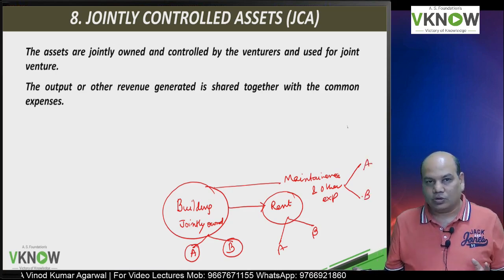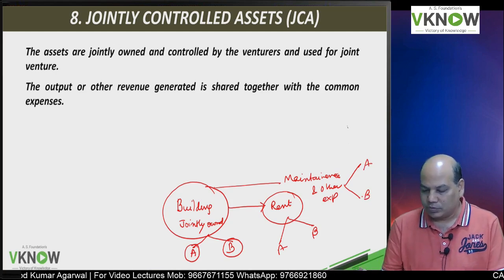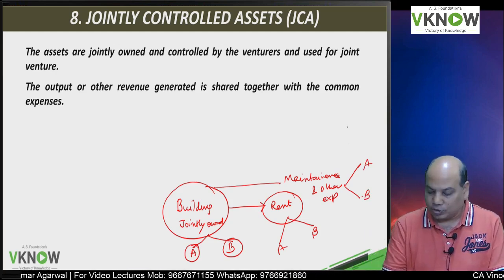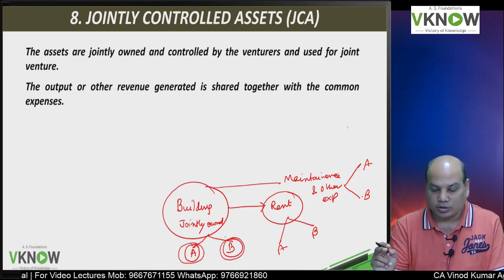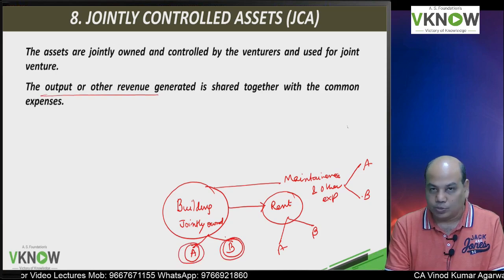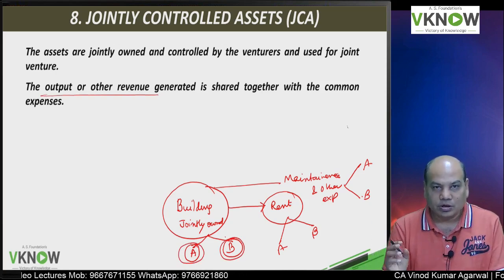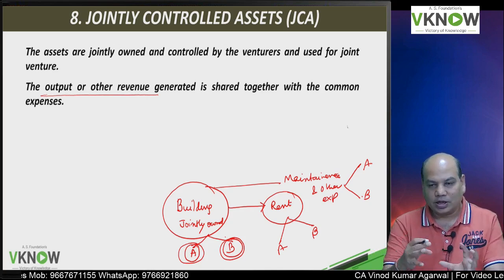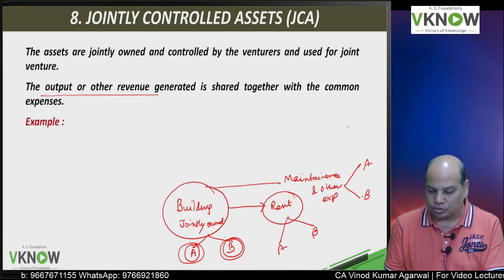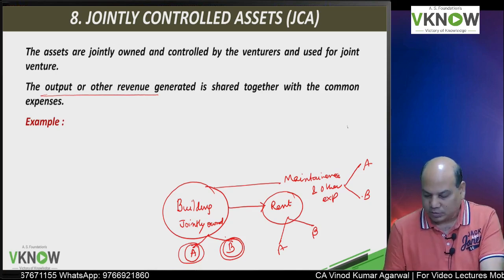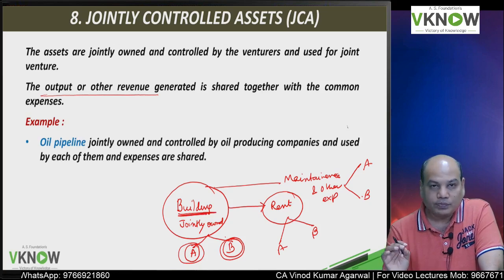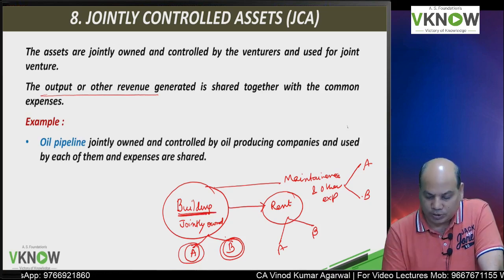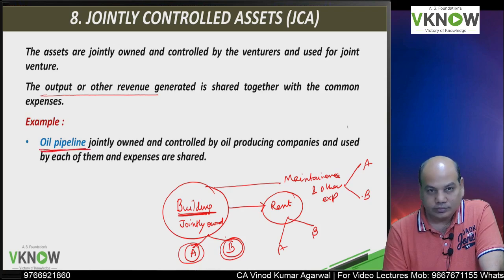Okay, so accounting is very simple here. No new entity is formed. Each venturer is going to record his share of output or his share of expense in his separate financial statement, and the same amount will be transferred to consolidated financial statement. So this is one example of building. The other examples of jointly controlled asset could be oil pipeline.